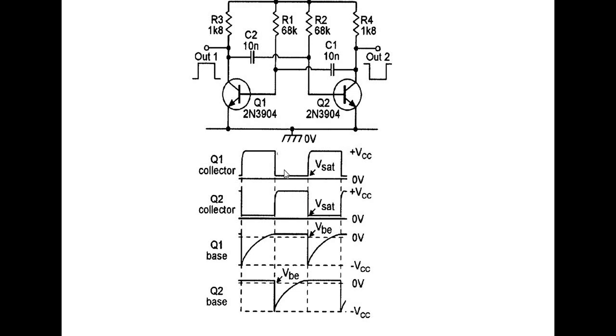So this low voltage takes V saturation, approximately 0 or 0.3. This high value is going to be plus VCC. Similarly, this is VB, which is approximately 0.7 volts. The negative value we have seen is minus 7.3. So this is all about the astable multivibrator.